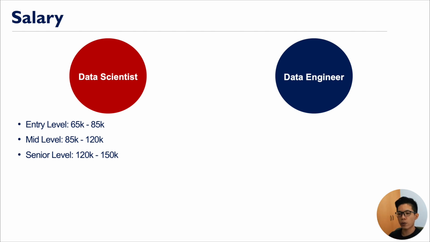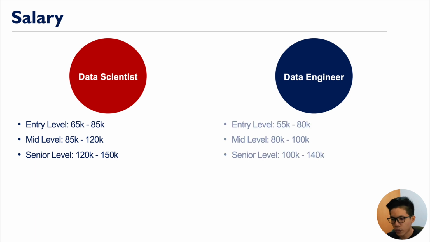If you are going in as a junior data scientist, you earn probably around 65k to 85k per year. But once you have gained 1 or 2 years of experience, then you enter into the mid-level data scientist, which is about 85 to 120k. So that is about, I would say, 9 to 10k a month. And finally, once you get enough experience, then you move to the senior level, and that ranges from 120k to 150k in general. What about data engineer?